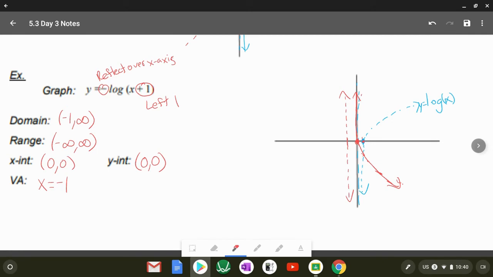So tonight when you graph a couple of the log functions, again, use that parent function or the base function that we had up top, and you can transform it using all those transformations that we know about.